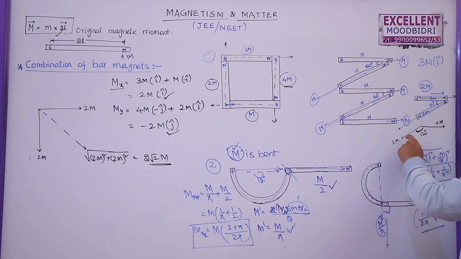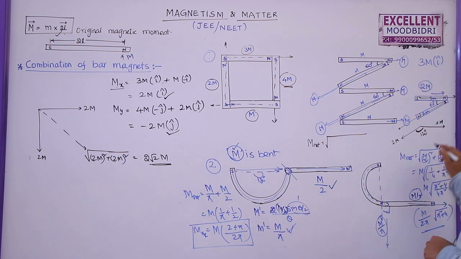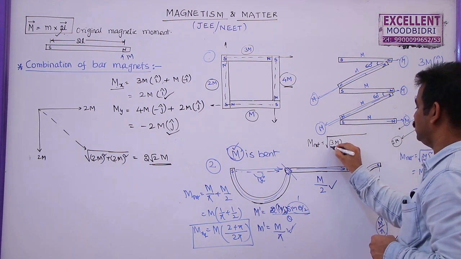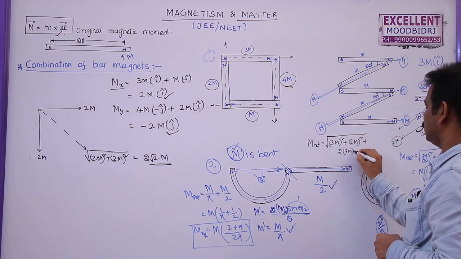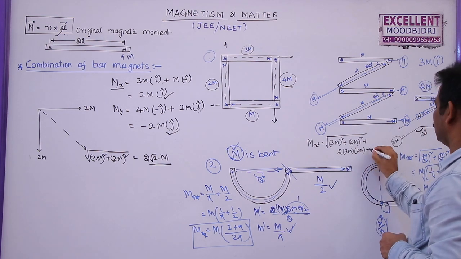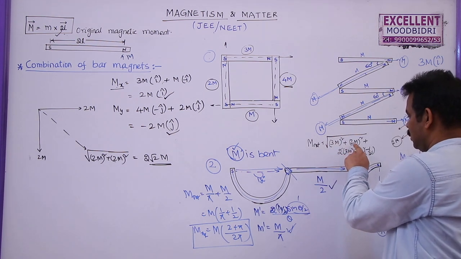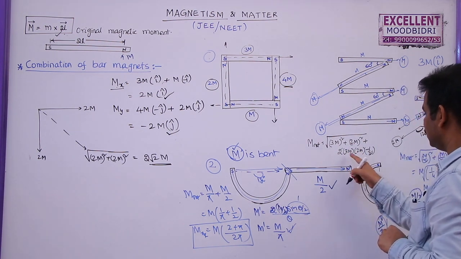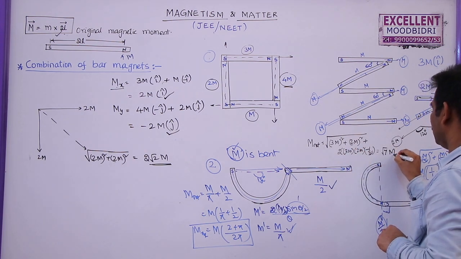Now you can find the resultant of these two as m net is given by root over 3m whole square plus 2m whole square plus 2 into 3m into 2m into cos 120. So this is 3m square plus 2m square plus 2 into 3m into 2m into cos 120, which is minus 1 by 2, these two get cancelled. So 3m whole square is 9m square, 2m whole square is 4m square, 9 plus 4 is 13, minus this will be 6m square, 13 minus 6 will be root 7 m.